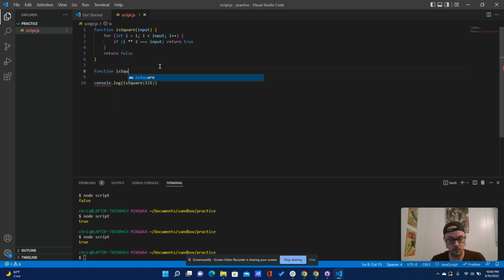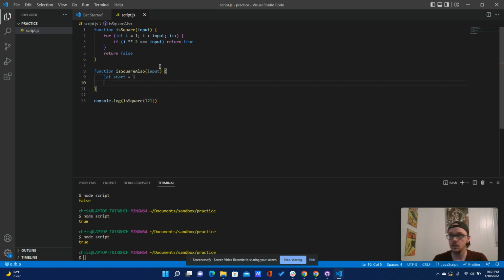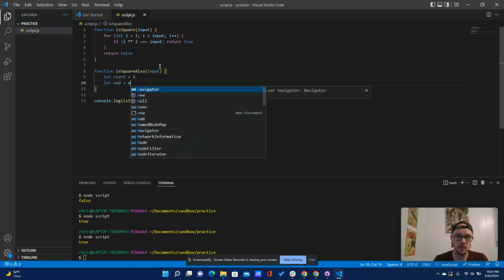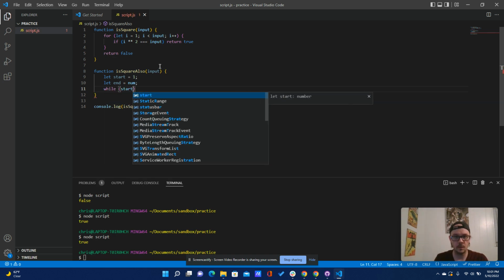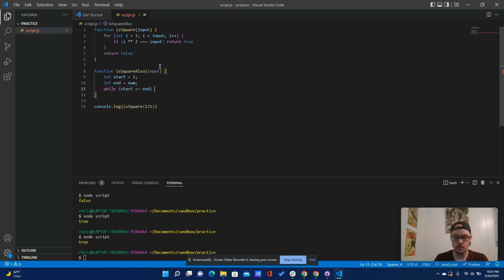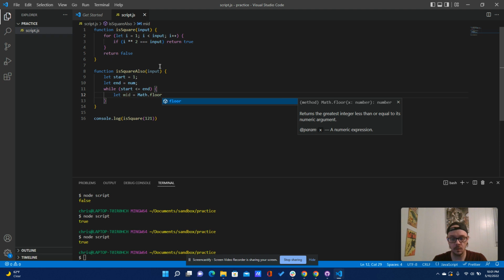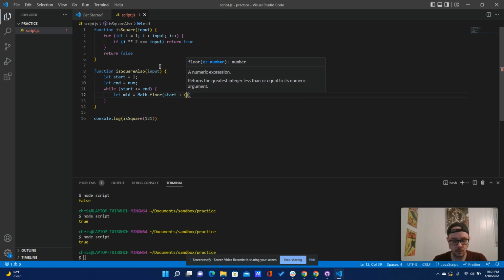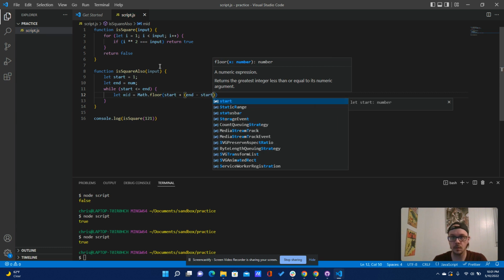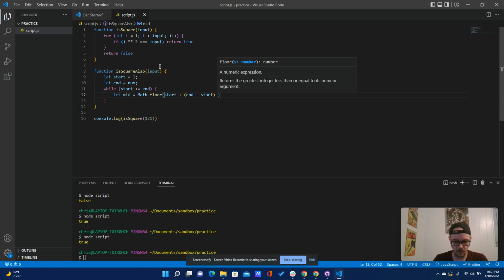Function. Let start, and mid equal start plus end minus start, divided by 2.